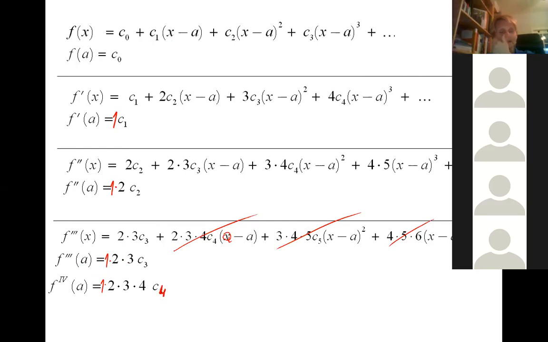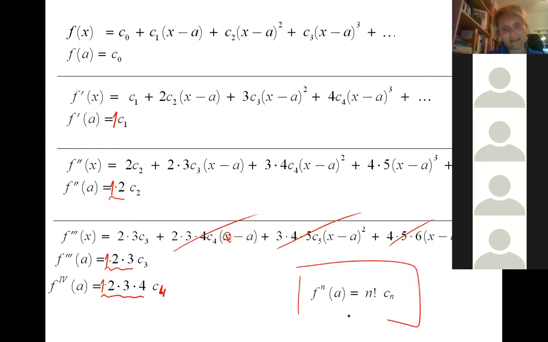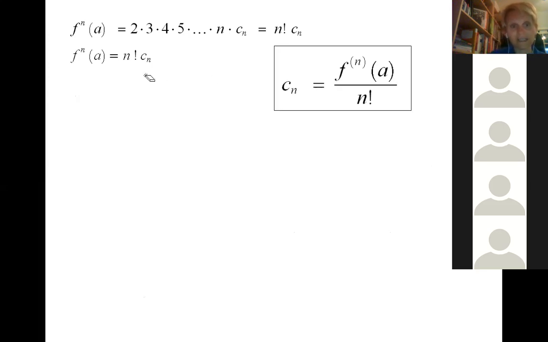Now the nth derivative will be, can you actually tell me what this formula is? 1 times 2 times 3 times 4, or the previous one, 1 times 2 times 3, 1 times 2: n factorial. Thank you, Anthony. So my nth derivative of the function at a is simply n factorial times c sub n. I can take this equation and solve for c sub n, which means just divide the whole equation by n factorial.